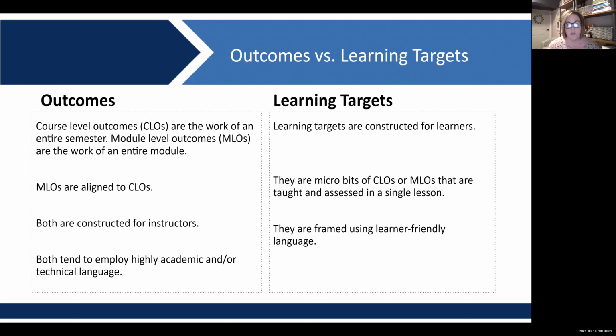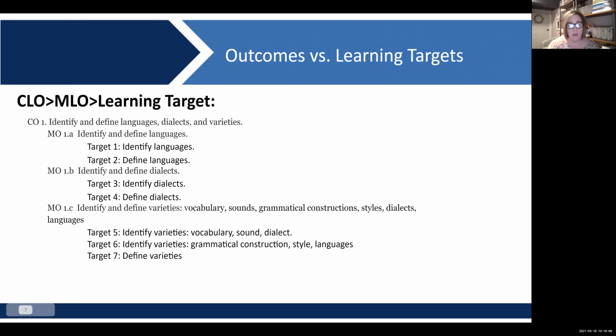Learning targets are constructed for learners first. They use learner-friendly language and they're small. The thing about course level outcomes and module level outcomes is that they're huge. They're the work of several different lessons typically, and several different multiple passes through the learning experience. A learning target is a micro bit of a course level learning outcome or a module level learning outcome. They're taught and assessed in a single lesson.